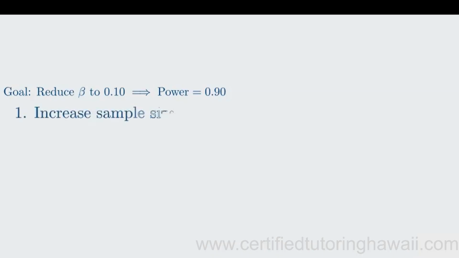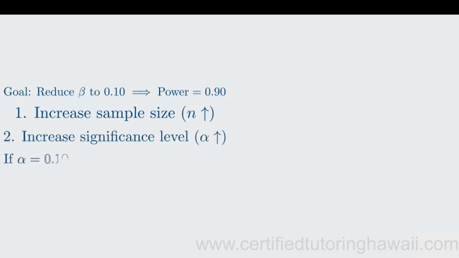If the researcher wants to reduce the type 2 error rate to 10%, what should they do? To make beta smaller, they need to increase the power to 0.90. As we discussed, they can do this by 1. Increasing the sample size, or 2. Increasing the significance level, alpha. If they choose to increase alpha, say to 0.10, they successfully reduce the risk of a misdiscovery, but they simultaneously double their risk of a false discovery.